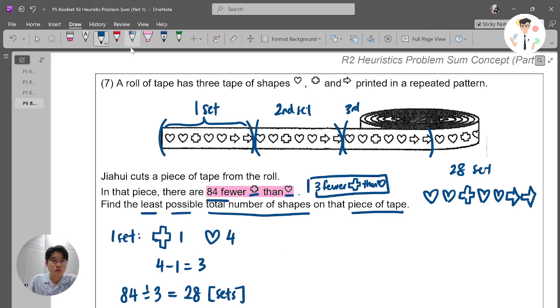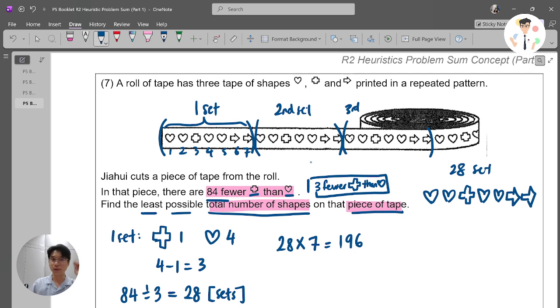Now, but this is not what our question is asking, how many sets, but the question is asking what is the total number of the shapes on that piece of tape that I cut up. So my next step is to use 28 times how many shapes do I have here? 1, 2, 3, 4, 5, 6, 7. So times 7, and I get 196 shapes in that piece of tape.